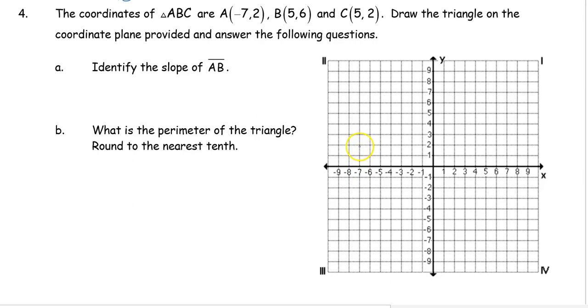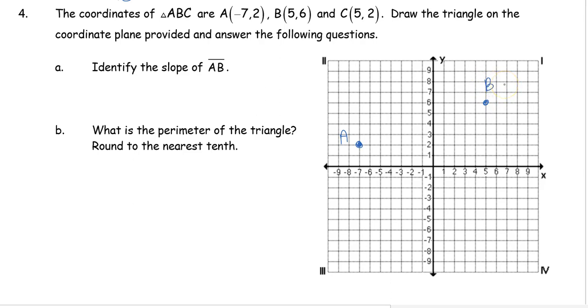Negative 7, 2 is our point A. When you plot this point, the negative 7 is the x, so that's your horizontal distance. Because it's negative, we're going left 7. Y is the vertical change, going up 2. Then B is 5, 6. X is 5, which means I'm going right 5. Positive 6 means I'm going up 6. So to find the coordinates of B, we're going 5, 6.